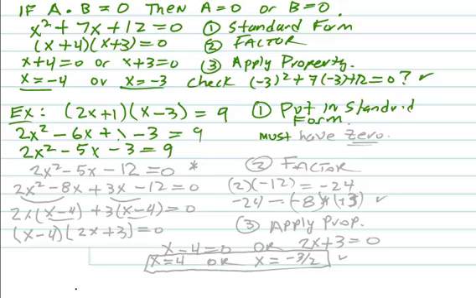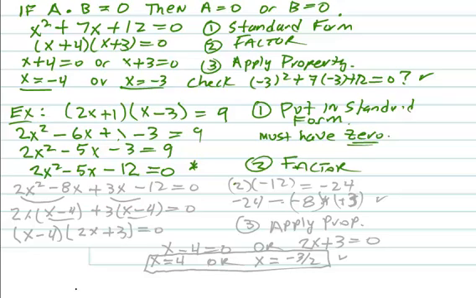The property that we want to apply says that if A times B is equal to 0, that tells us that we must have 0 on one side. That means that we want to move the 9 to the left-hand side, and we end up subtracting 9 from both sides. We end up with 2x squared minus 5x minus 12 is equal to 0, because negative 3 minus 9 gives us the negative 12 on the left-hand side. Right now, this equation is in standard form. The next step would be to factor.